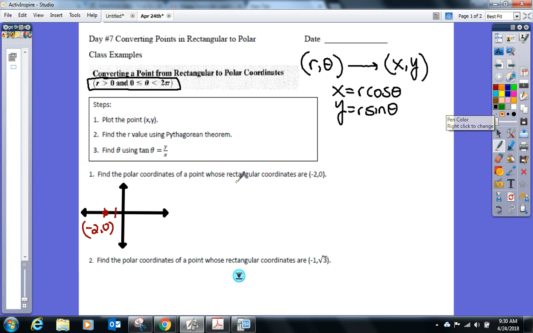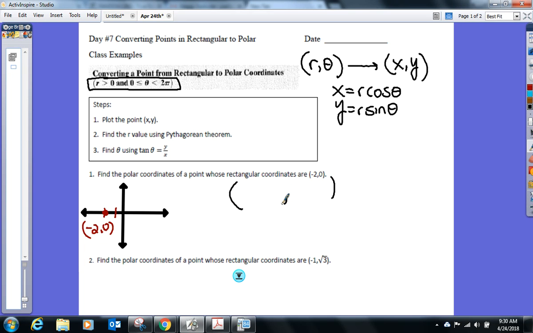Ready? On the polar graph, r value's got to be positive, so I'm not going to put -2. 2. Hey, you guys know where this is on any graph I give you, rectangular or polar. What's this right here? 180, right? Which is the same as what? Pi. You just put it into polar. I don't need to show you any steps when it's on one of the axes. The problem is when it's in a quadrant now.